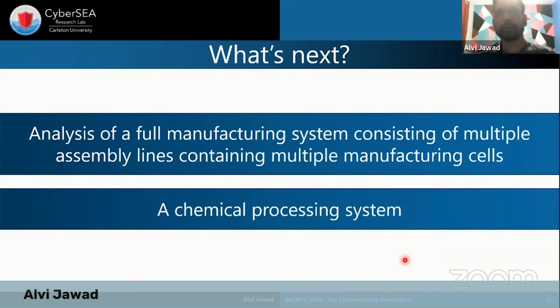So what's next? The idea is to use this analysis approach to construct an assembly line that has multiple of these manufacturing cells, and then create a really comprehensive manufacturing system that consists of multiple assembly lines, with multiple manufacturing cells in each of them. Going forward, the idea is to look at other industrial control systems, not anything related to smart grids. We're thinking of taking a look at chemical processing systems and chemical reactors.